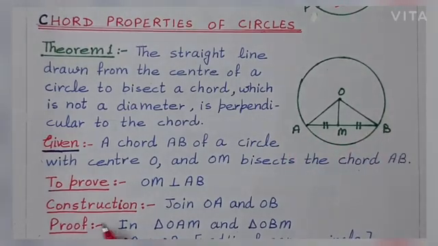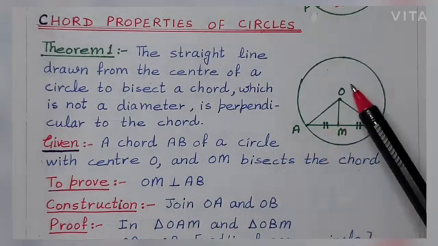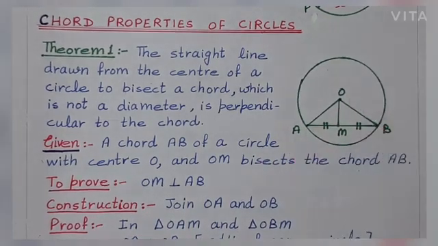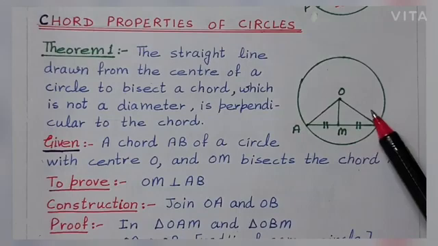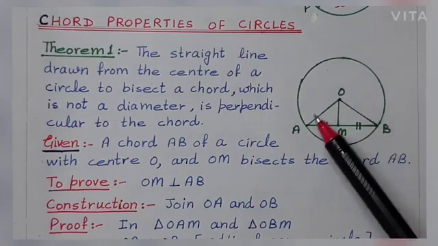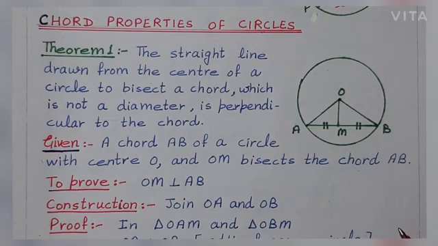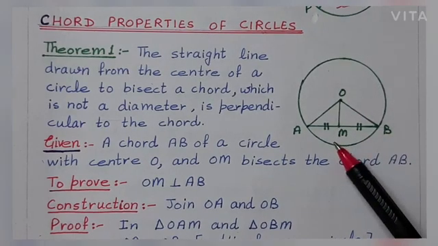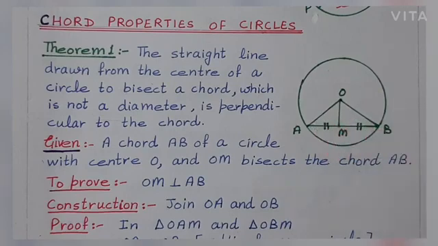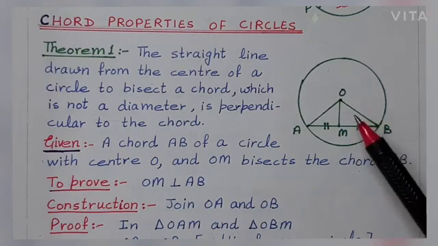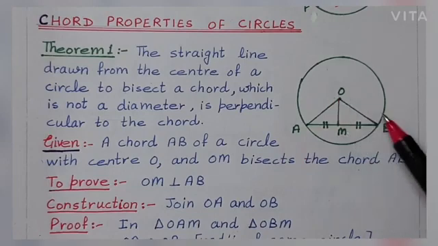So in construction, we will join OA and OB. Now children, you can see that we have two triangles, that is triangle OAM and triangle OBM. Now let us make these two triangles congruent. Now how are they congruent? The first condition is OA and OB both are radii, so they are equal to each other.